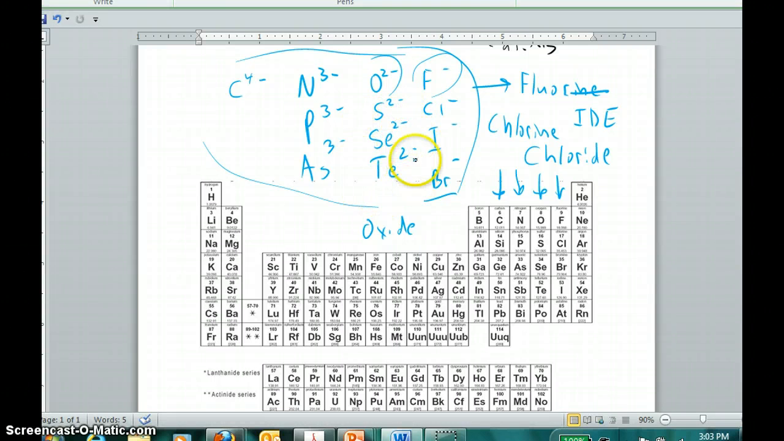And tellurium, well, there's a town in Colorado named after its anion. That's telluride. And nitrogen would form nitride, and phosphorus would form phosphide, and arsenic would form arsenide, and carbon would form carbide. So yes, whenever you hear that IDE at the end of the name, you're no longer talking about the neutral atom, you're talking about its anion.